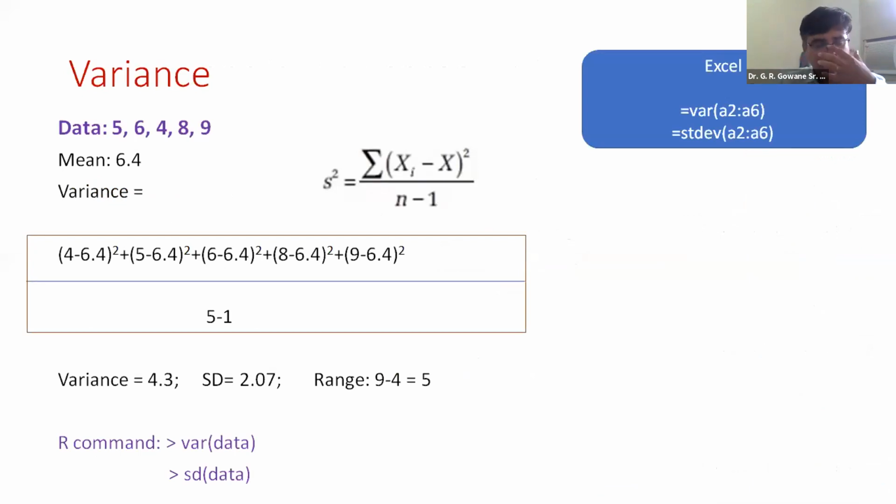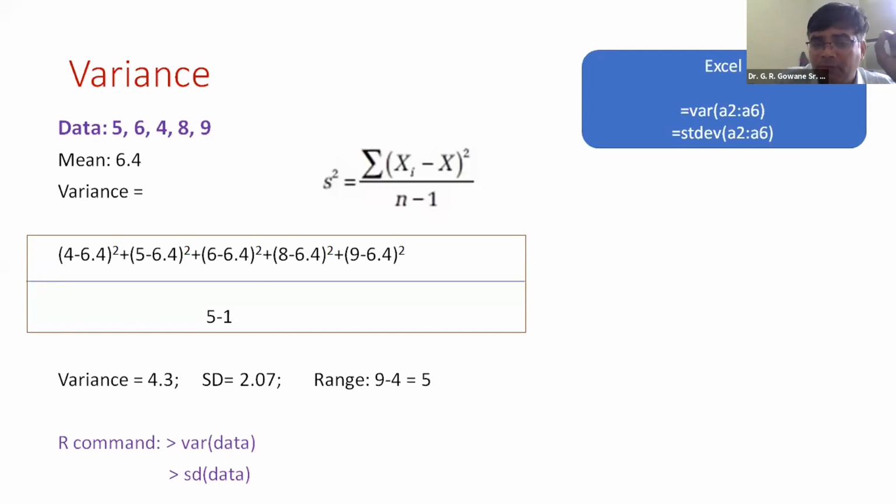Okay, so let me tell you, the English term for variance is variation. To understand variation in any kind of data, you should have a good understanding of the statistical concept of the variance. Now how to get the variance? Variance is nothing but the spread of the data around the mean.